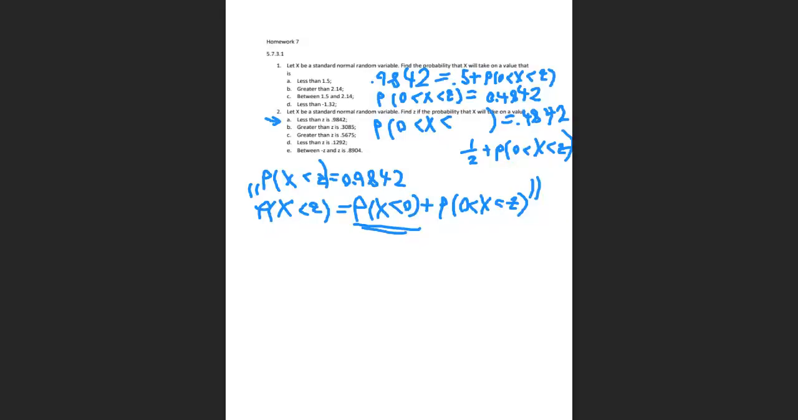The row and column it is in. What is the row it's in? What is the label for the row it's in? So the row is 2.1. Good. And what's the column it's in?